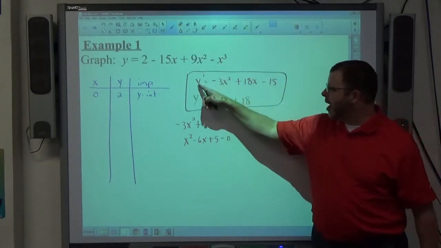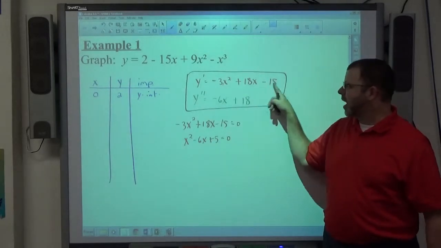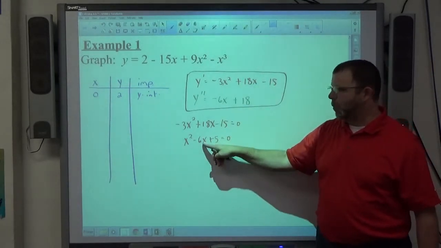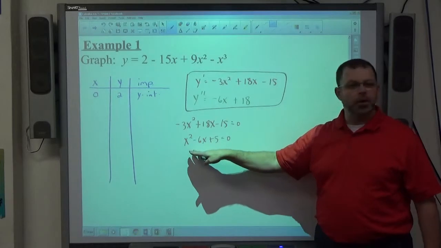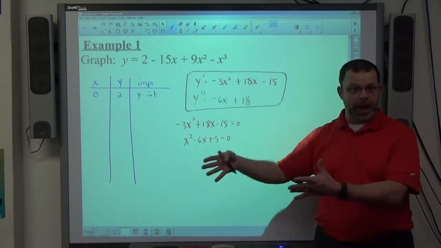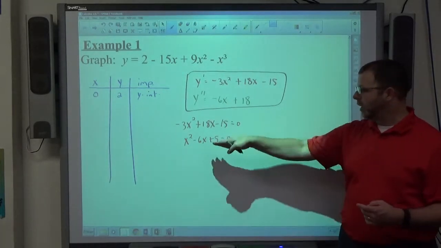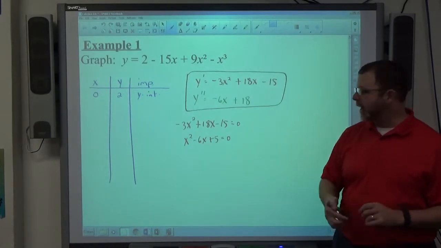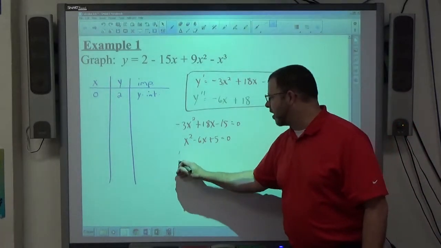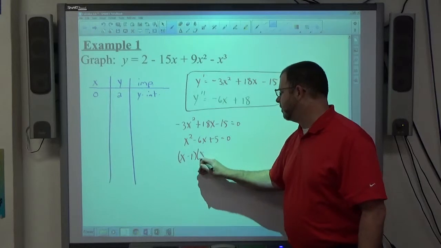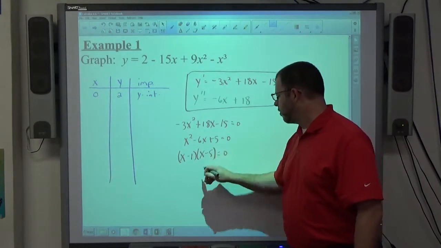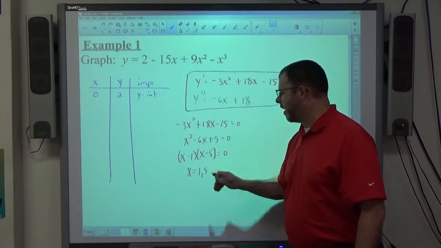If I kept it y prime up here, this does not match that, right? So that's not what y prime is, but again, the part that we care about, the part that's going to get x equaling values equaling 0, is not involving the negative 3, so we can take that out. I can factor this x minus 1, x minus 5. So x is equal to positive 1 and positive 5.